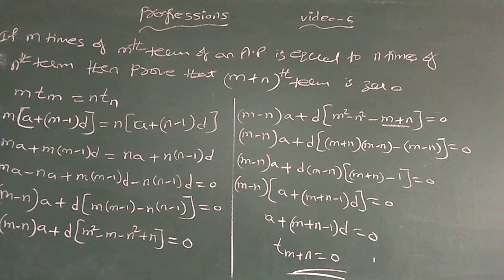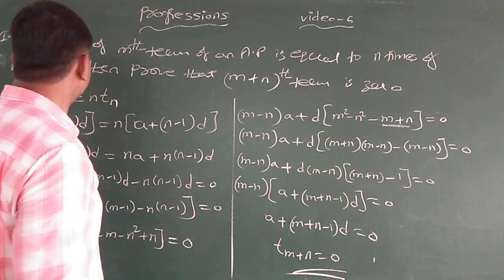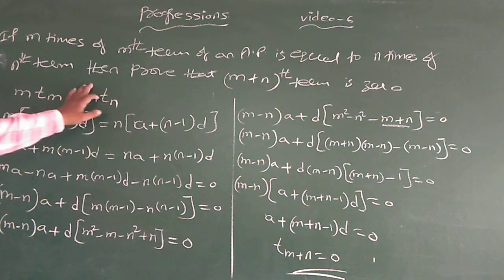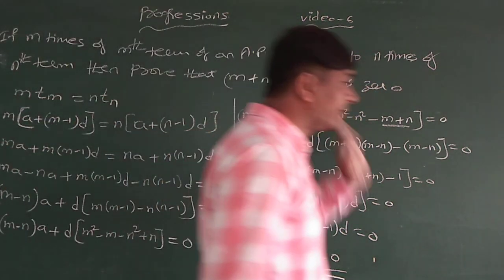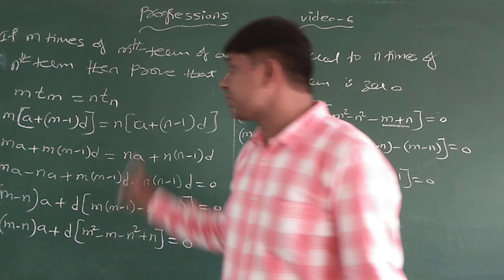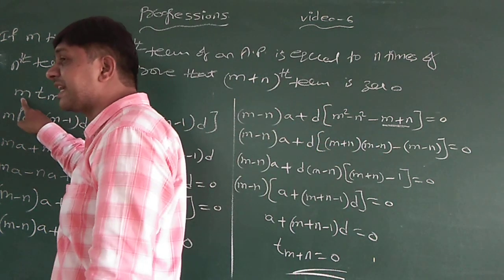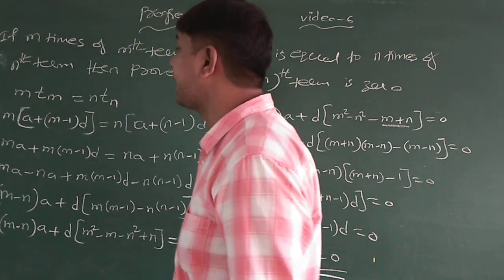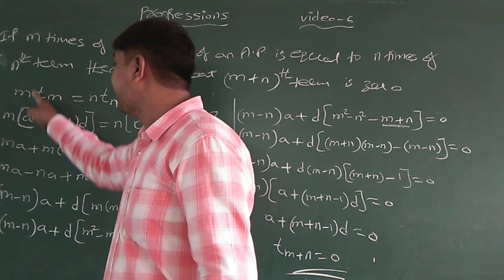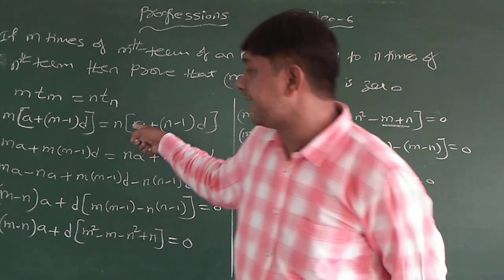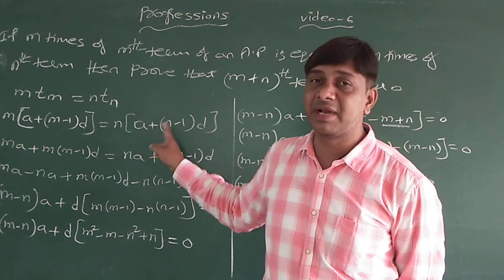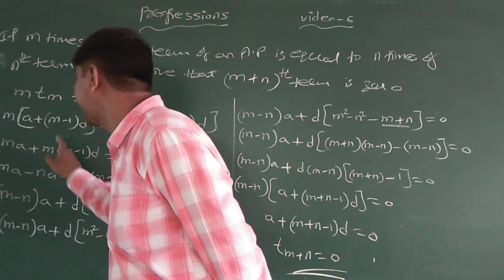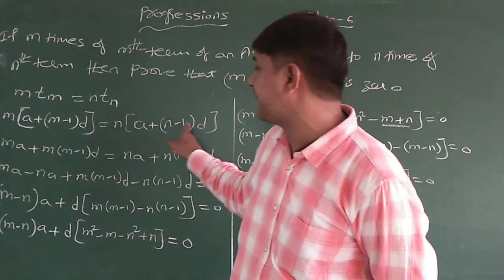See here, if m times the mth term of an AP is equal to n times the nth term, then prove that the (m plus n)th term is 0. First, as per the question, m times the mth term is m into tm, is equal to n times the nth term, which is n into tn. m into tm means m into a plus m minus 1 into d is equal to n into a plus n minus 1 into d.